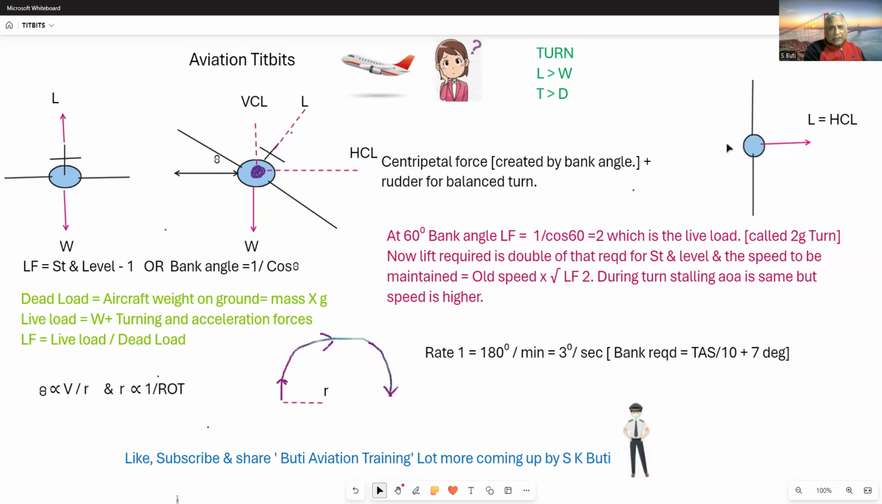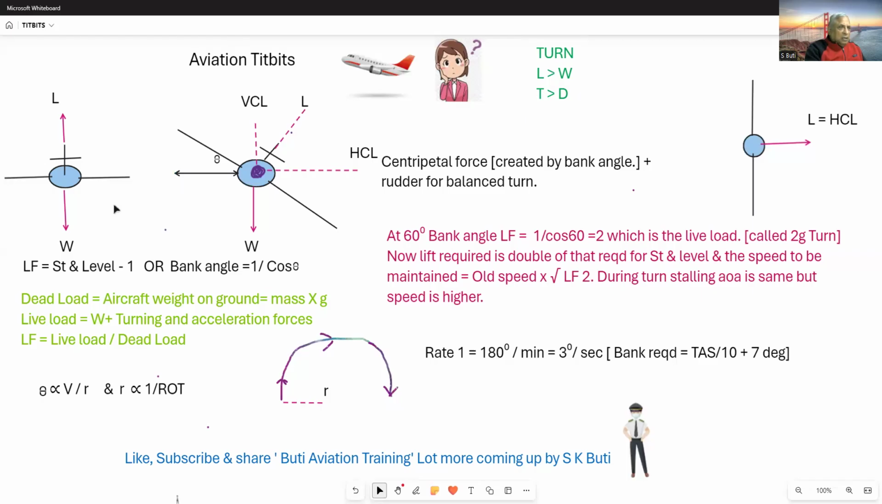If you put a 90 degrees angle of bank, then the complete lift becomes horizontal, and there is no vertical lift to look after the weight, and the aircraft will lose height. So theoretically, you can answer that yes, a 90 degrees turn is not possible. So as far as the bank angle is concerned, every aircraft does not have the capability or the engine power to look after the drag which keeps on increasing.